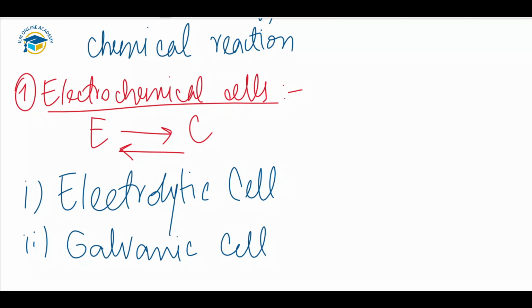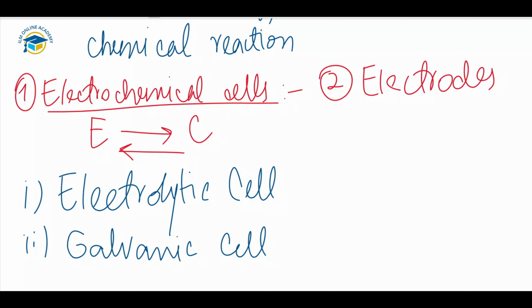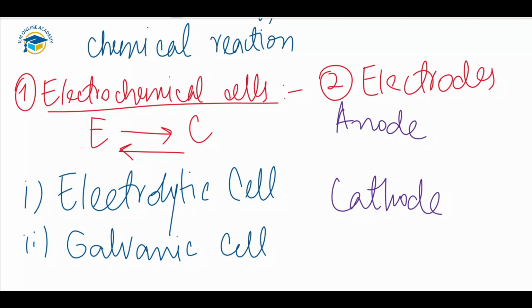We have electrodes. This is the second key concept. Electrochemical cells have two electrodes. The first one is the anode and the second one is the cathode. Anode and cathode are mostly made of inert substances. Graphite and platinum are the most commonly used inert electrodes.